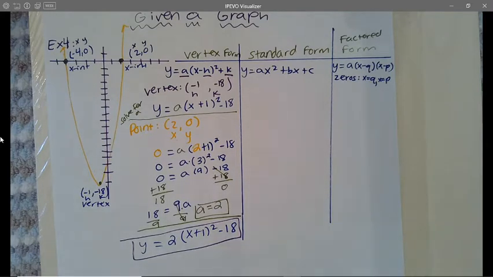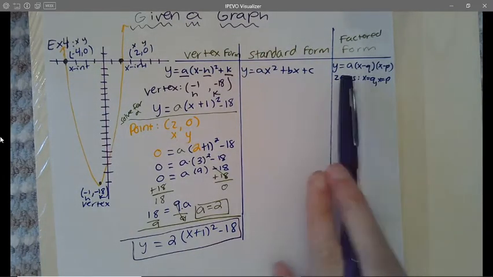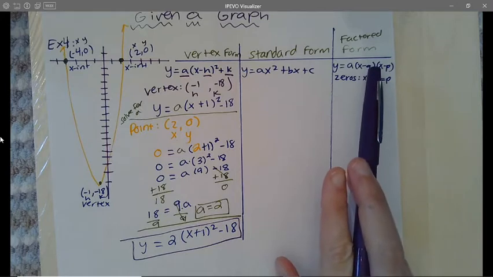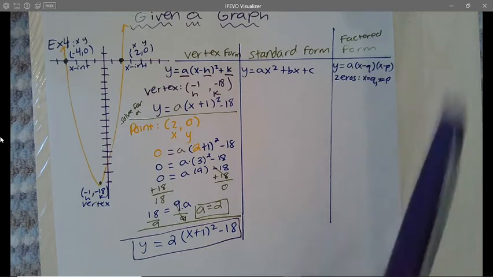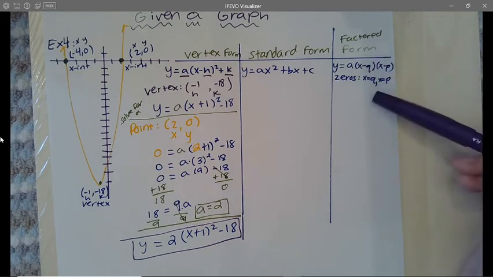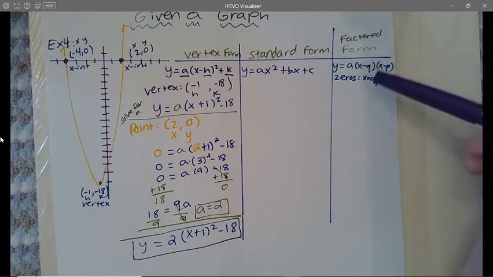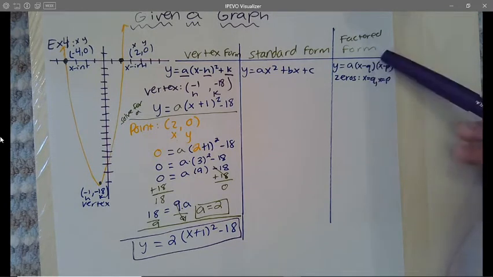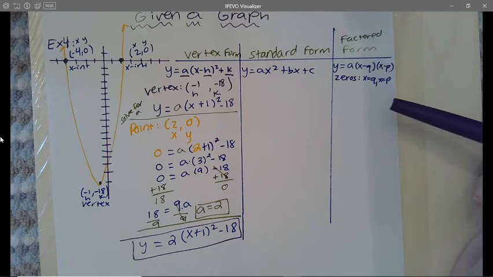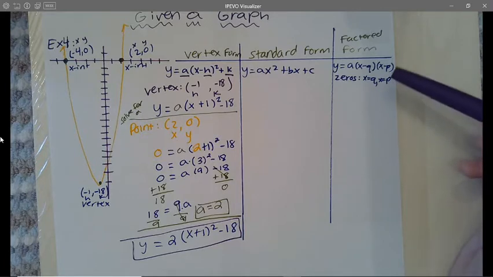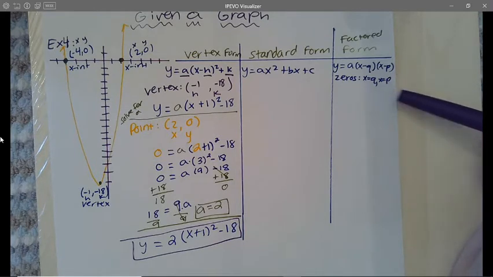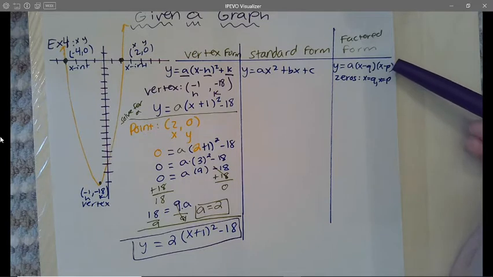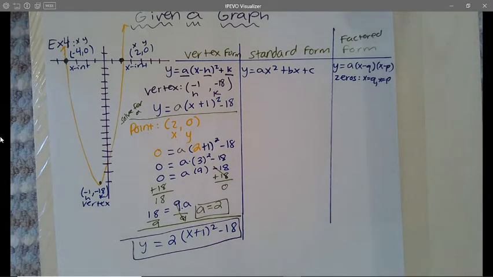Okay, so first of all, to find factored form from the graph, if you remember, this is what factored form looks like: a times a parenthesis times a parenthesis. And don't forget, when you're in factored form, the way that you find your zeros is by flipping the signs. It's true also if you reverse the situation. So if you know the zeros, to get into factored form, you simply flip the sign and put x's in front.